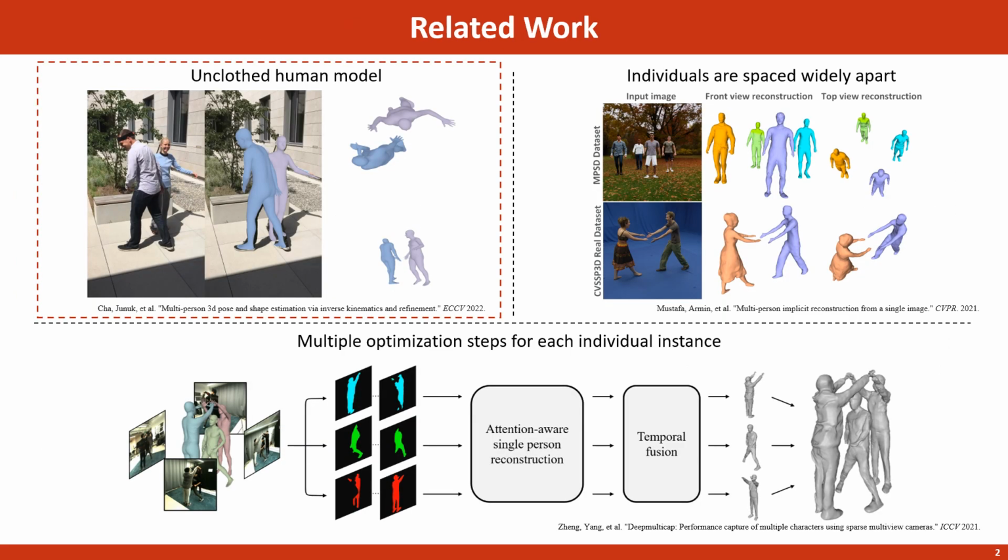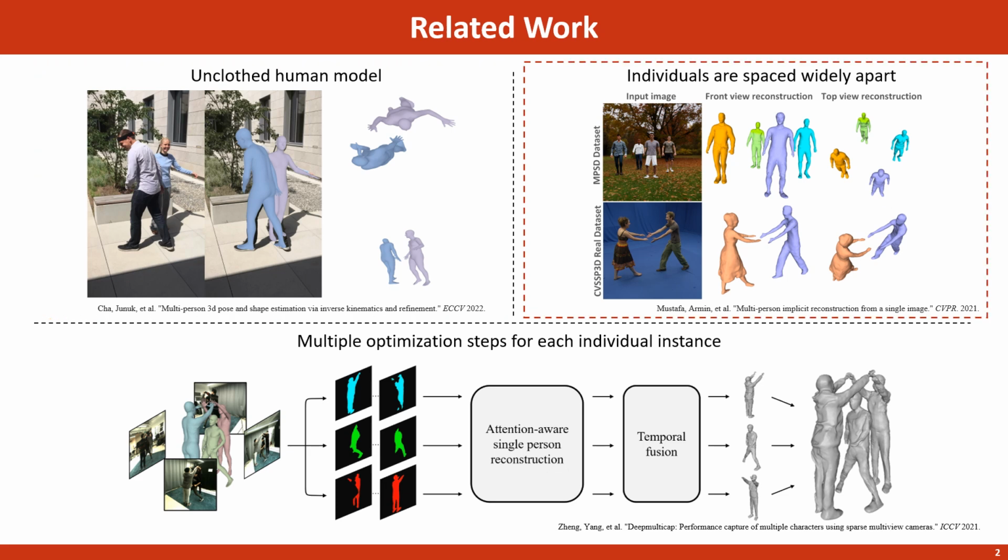In previous works on multi-person 3D reconstruction, several methods have relied on the SMPL model, which represents humans as unclothed figures. This approach fails to capture fine-grained details like clothing and hairstyles. To overcome this limitation, methods such as MPSD have used implicit representations to reconstruct more detailed human figures. However, these methods focus on reconstructing individuals that are far apart from each other.